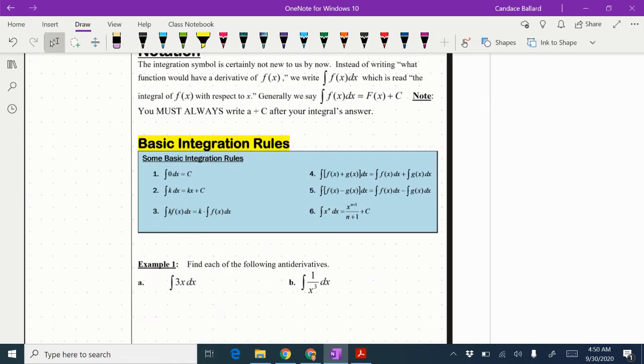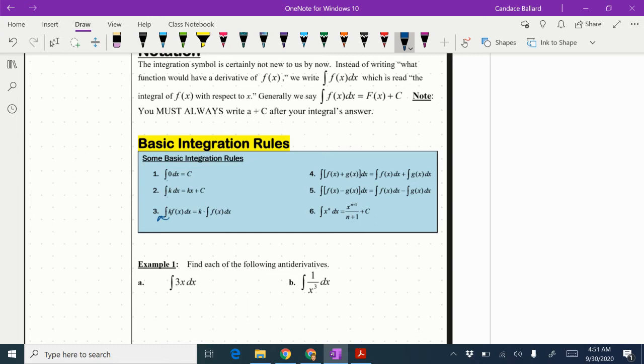So we have some basic integration rules. When we're integrating 0, it equals a constant. When we are integrating a constant, it is the constant times x plus c. If we are integrating a constant times a function, we are allowed to bring that constant out front. As always, when we are adding 2 functions together, we are allowed to split them up. When we are subtracting 2 functions, we're allowed to split them up.